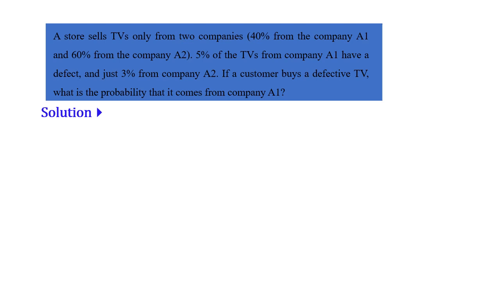A store sells TVs only from two companies: 40% from company A1 and 60% from company A2. And 5% of TVs from company A1 have a defect, and just 3% from company A2 have a defect. If a customer buys a defective TV, what's the probability that it comes from company A1? So let's try to put them on a table.